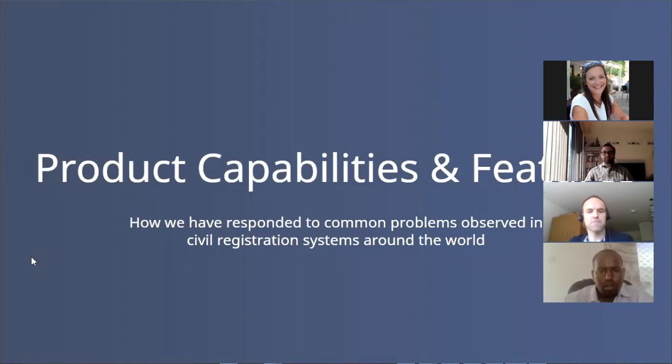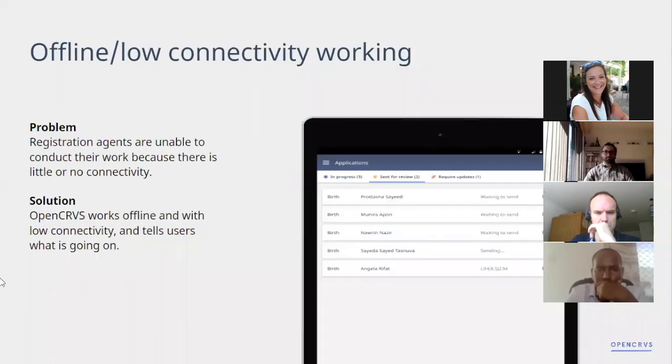So we've had an introduction to OpenCRVS and why it exists and what it promises to deliver. And now we just want to share some of the key features, hopefully some of the things that will resonate with all of you in different countries, organizations around the world as problems that perhaps you experience and features that respond to those specific challenges that we've observed in civil registration systems around the world.